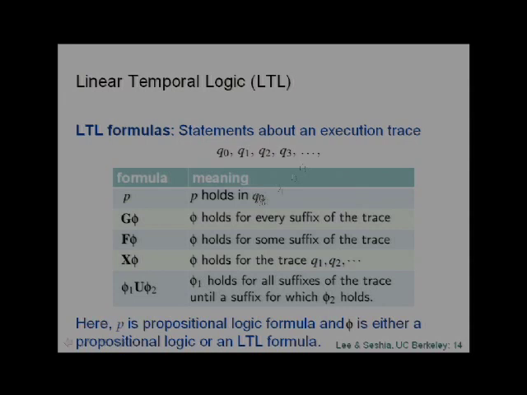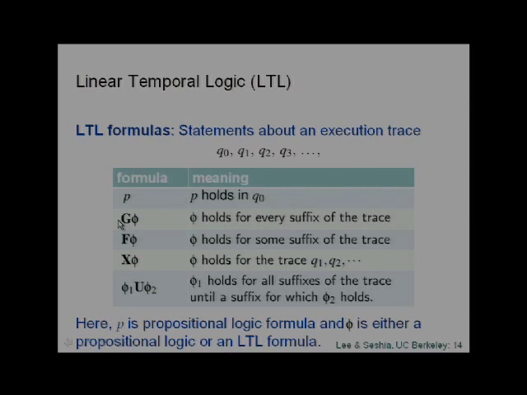Let's say phi is x equal to 1. So when I say globally x equal to 1, it means x equal to 1 for this trace, which means it holds in Q0, and x equal to 1 for this suffix, which means it holds in Q1, etc. So that's the first kind of LTL formula.